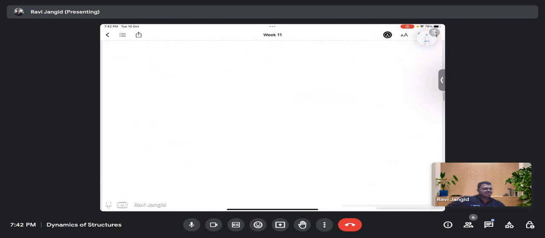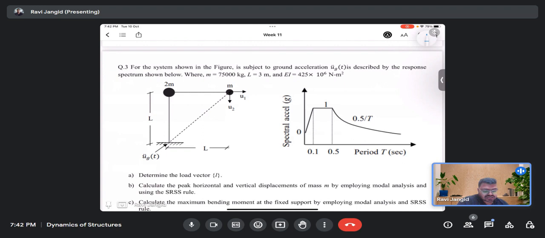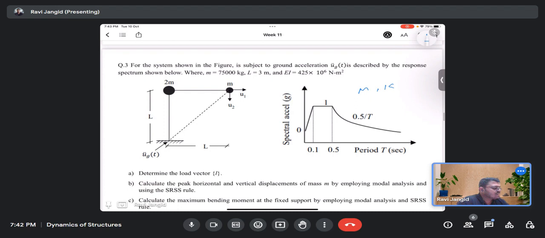In the next question also, we need to calculate the displacement. Same procedure. Then we have to find the peak response, like horizontal and vertical displacement, and then the maximum bending moment at the support using SRSS. This is the same kind of question. You will have the mass matrix and the stiffness matrix. Calculate omega 1, omega 2, and time periods T1, T2. Corresponding to that, you will find your A1, A2. Using that, you can find your displacement U, your shear, and your moment. So let us do that.